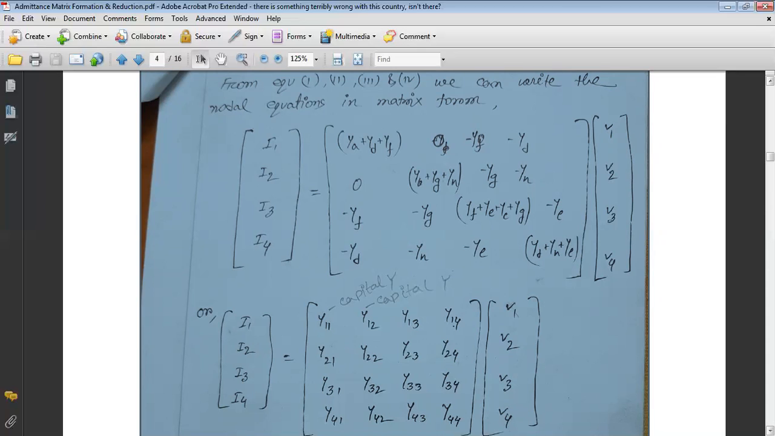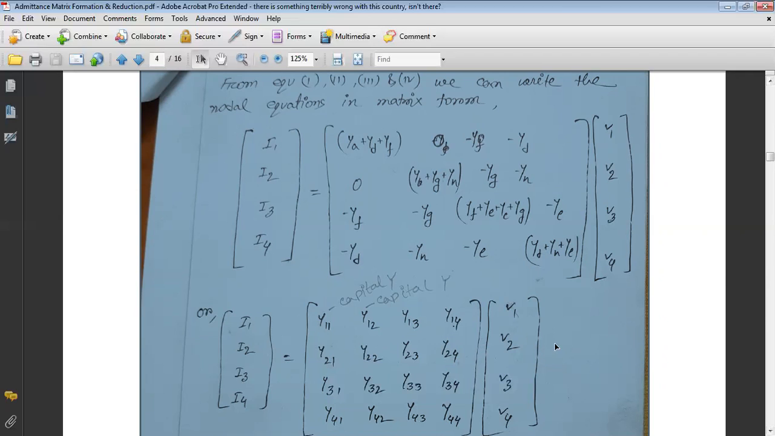There is another meaning actually. Which is the other meaning? Y43 means this is the admittance value of connected bus from 4 to 3. And Y14, what is the meaning of Y14? Y14 means this is the admittance value of connected bus 1 to 4. So this is the meaning.